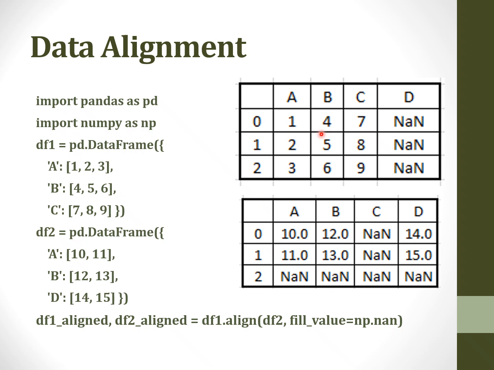So the size here is 3 by 3, and we do not have a C column in data frame 2, however that will be included, and all the data that is not present in data frame 2 is filled with NaN. Similarly in data frame 1, the D column is not present. So we need to align both df1 and df2. So what happens? In data frame 1 also, the missing values will be filled with NaN.